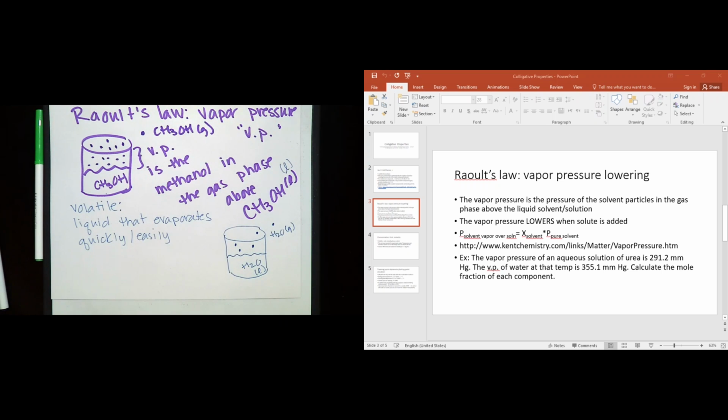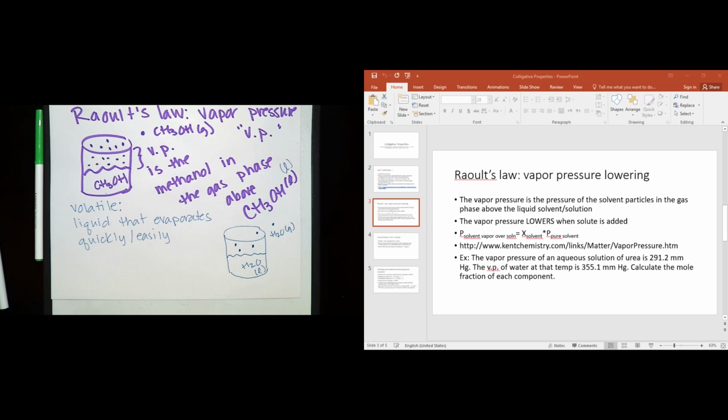How would we look this up in a table? You could actually look at what's the enthalpy of vaporization. And if it's a smaller number, that's something that's going to be more volatile. If it's a very large number, that means it takes a lot of energy to get from liquid to gas phase. So we could also look up the enthalpy of vaporization or evaporation to check that out. Okay, so that's just vapor pressure.